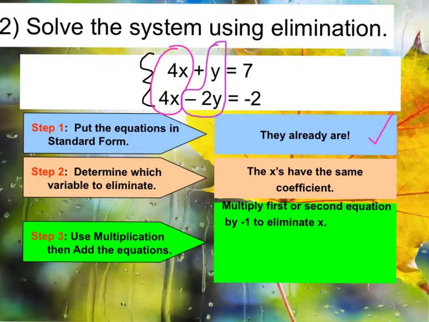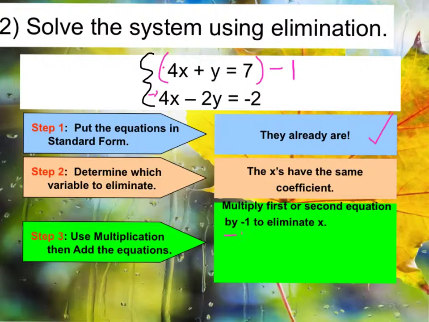So let me erase this so I can show you what we can do. We're going to have to first use multiplication. Just a reminder, in the last example, we didn't have to use multiplication, but this one we do. We're going to multiply the first equation by -1. If I do that, I'll get a -4x right here, and that is going to cancel out with this positive 4x right here. I'm going to rewrite it down here in the green area.